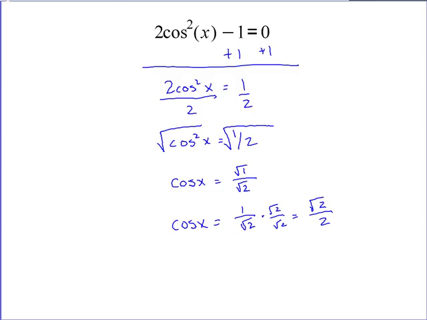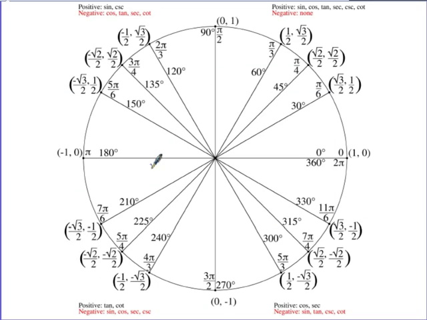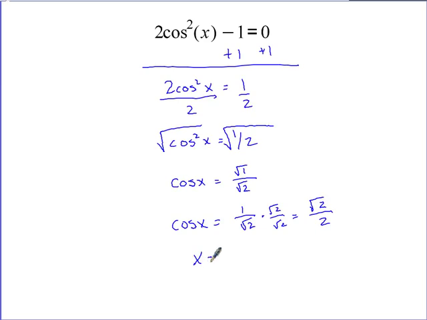So I'm going to go back to my unit circle. Cosine is an x value, so I'm looking for an x value of square root of 2 over 2. I have one here at pi over 4. This is negative, so I don't want that one. This is negative, so I don't want that one. And here is 7 pi over 4. So my answers are going to be x is equal to pi over 4 and 7 pi over 4.